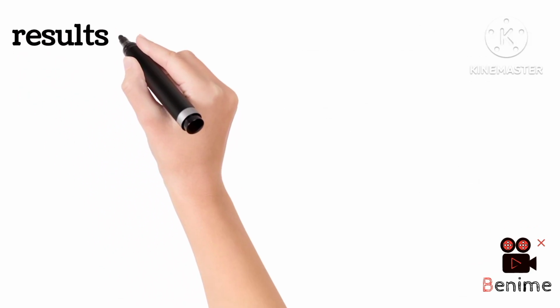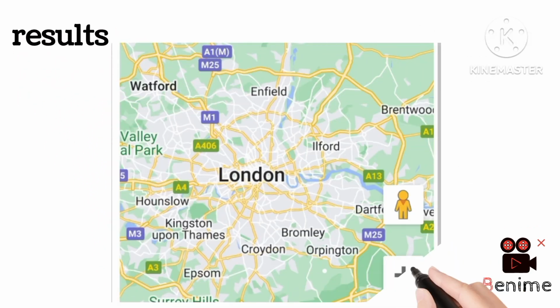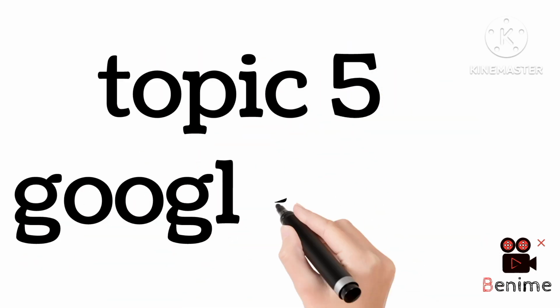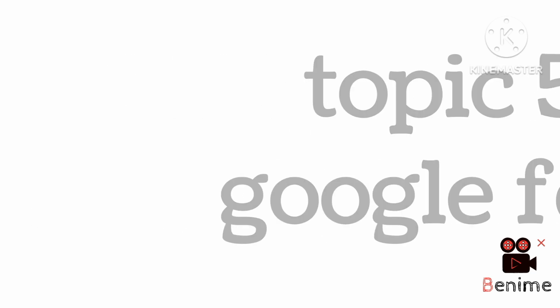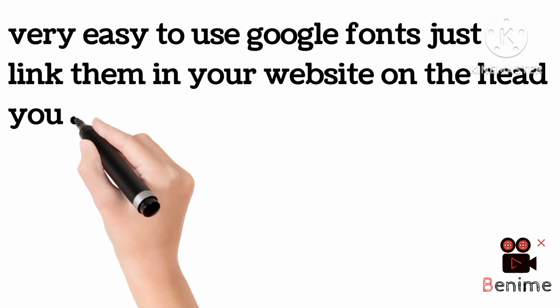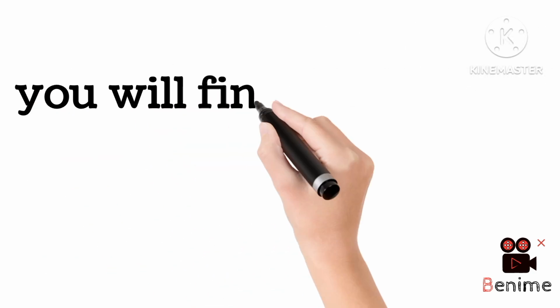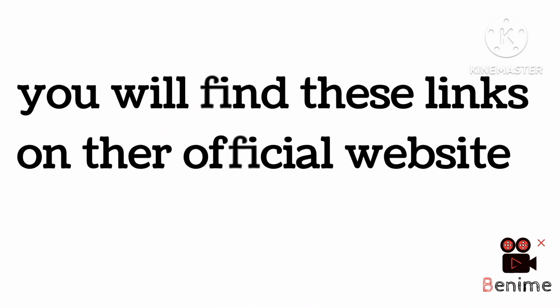As you can see on your screen, you have shown Google Map on your website. Next topic is topic number 5, Google Fonts. Google Fonts are very easy to use. You just need to link them in your website in the head, then you're ready to go. You will find these links on their official website.